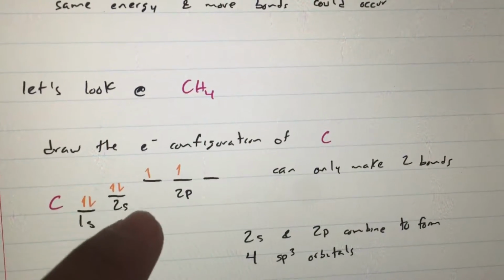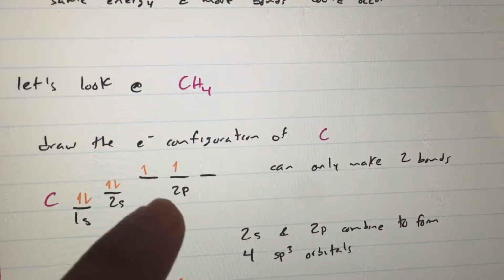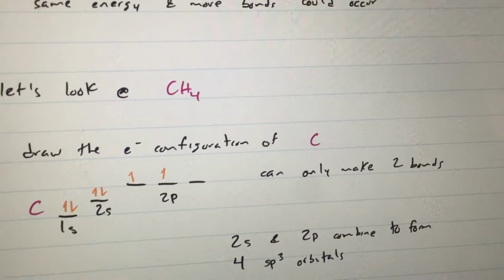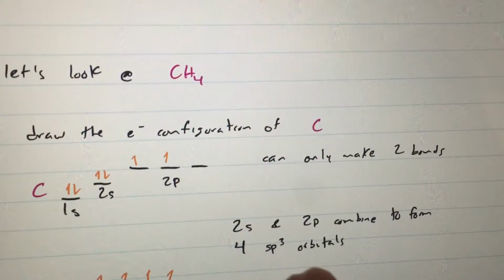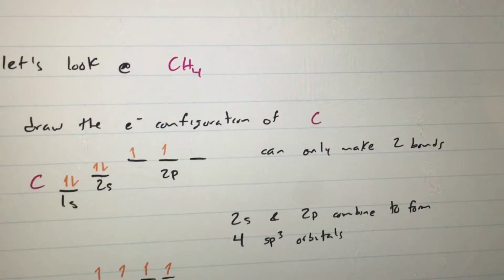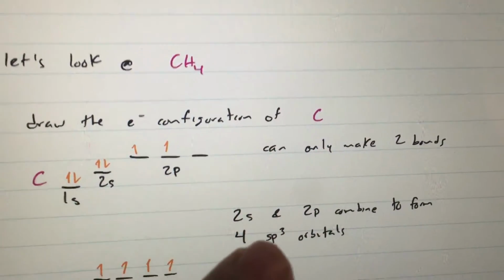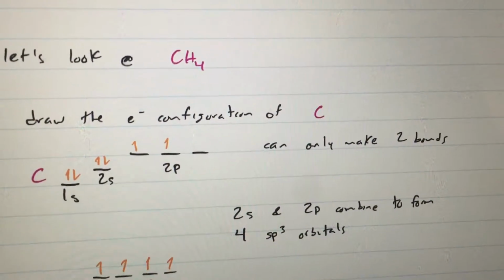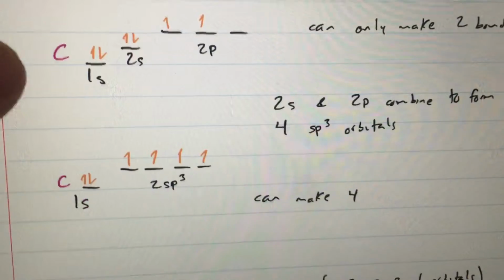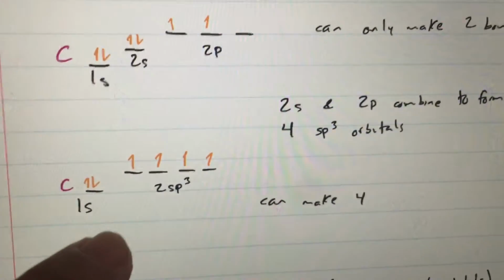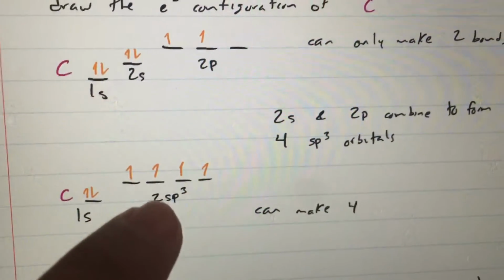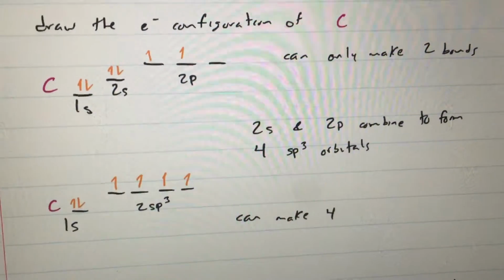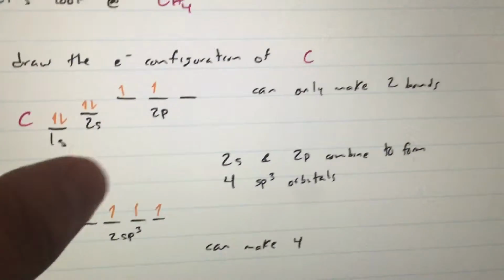This is because the 2s orbital and the orbitals in 2p combine to form 4 sp3 orbitals. Now sp3, because we used 1 s and 3 p orbitals. And now the new electron configuration for carbon looks like this. And now if you notice, it can actually make 4 bonds. And this is what happens for carbon.